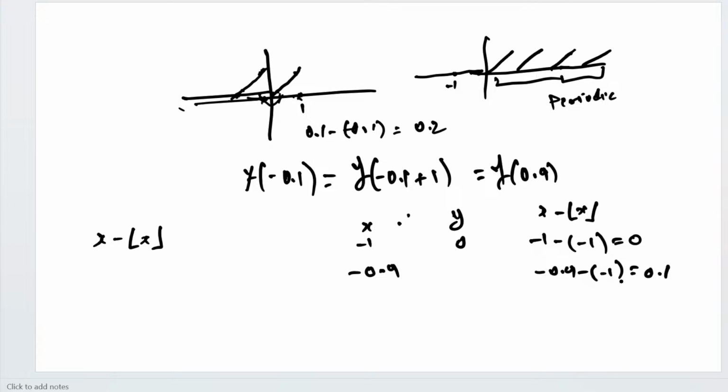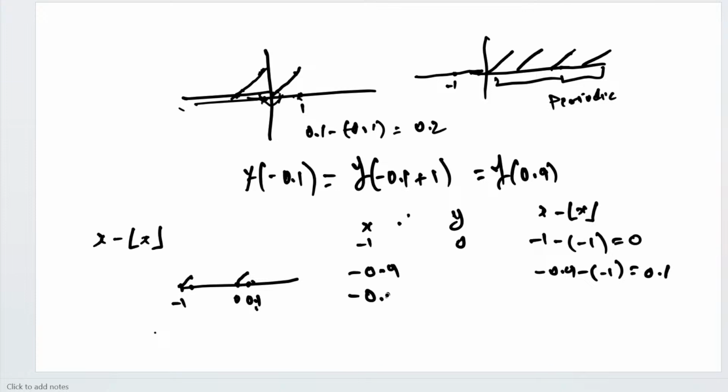Okay, so now if you draw the line, this is 0. This is minus 1. Minus 0.9 is somewhere here, right? And 0.1 is somewhere here. What is the distance between 0.1 and minus 0.9? So this point, here it is 1, here it is 0.1, right? Here also it is 0.1. At minus 0.9 and at 0.1, the value of this graph is still 0.1.